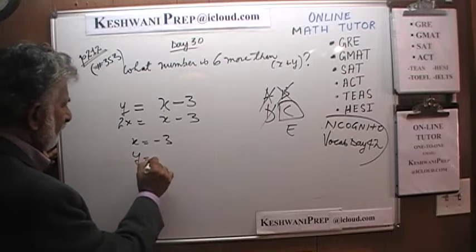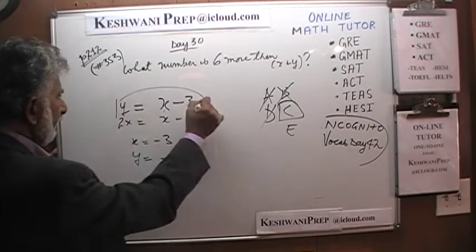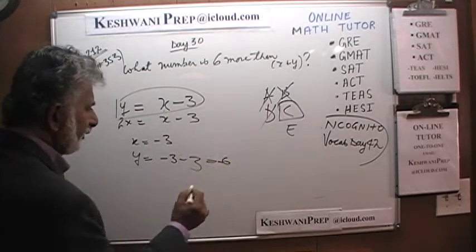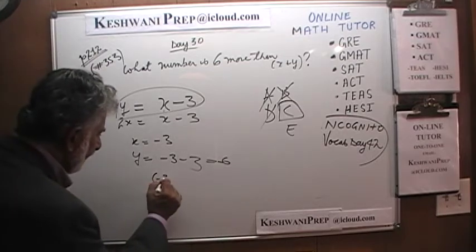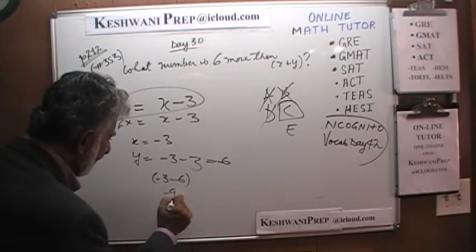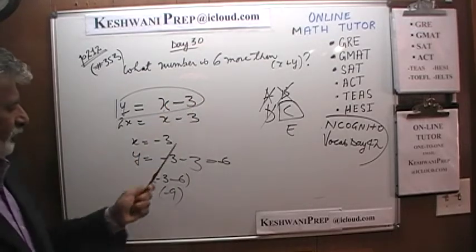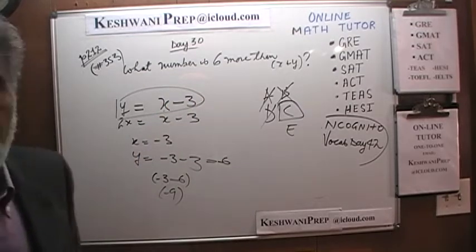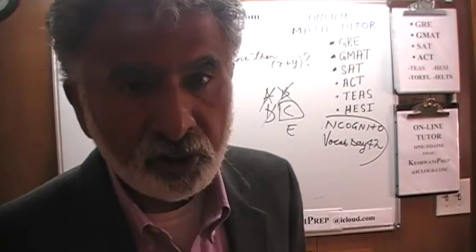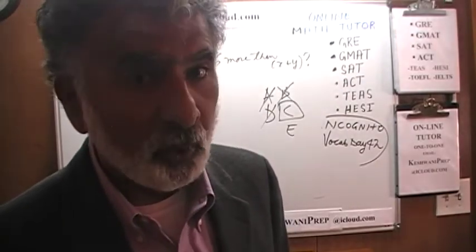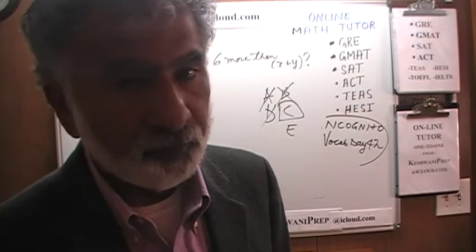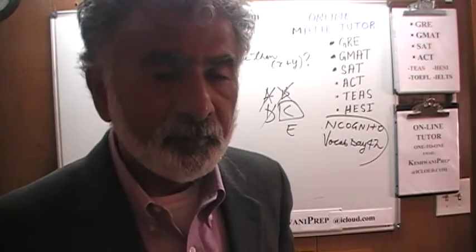If x is negative 3, y must be negative 3 minus 3 from here, which is negative 6. Their sum is negative 3 and negative 6, which is negative 9. And the question is, what number is 6 more than that? The number that is 6 more than negative 9 is negative 3. But all of that was a sheer waste of time, and I hope that you won't do it in a real exam, because we don't need to answer that question.